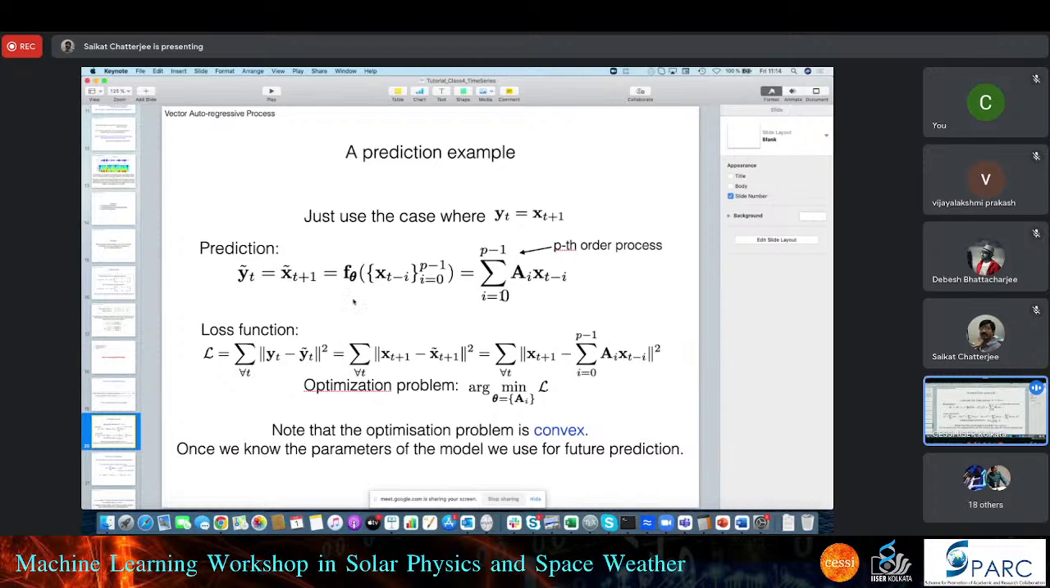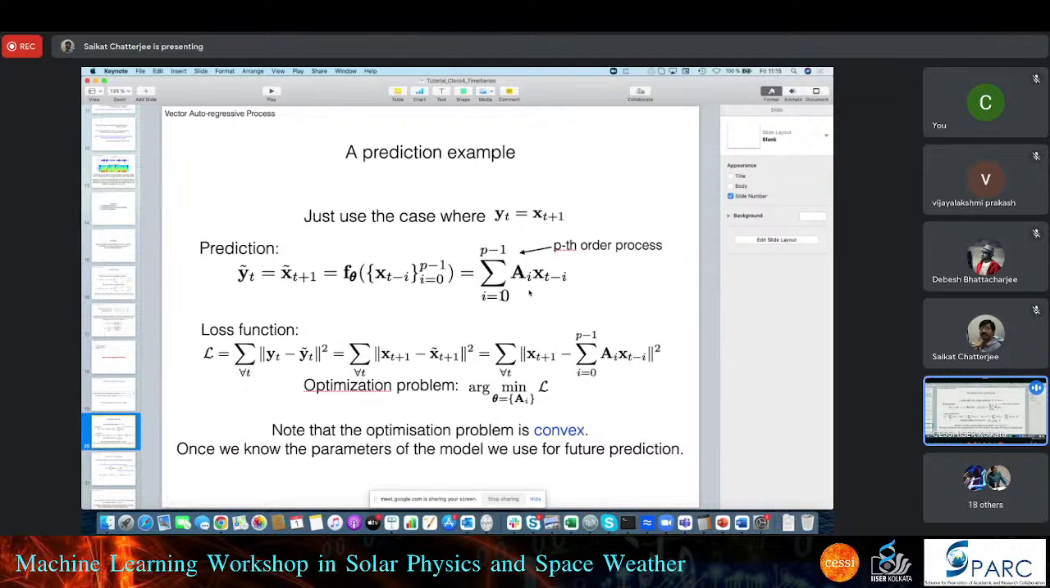In case of an autoregressive process, this is a linear function. That means I take all these x_{t-i}, multiply with a matrix A_i, and then sum over i equal to 0 to p minus 1. Is it clear? This is nothing but a linear combination of all these x_{t-i}. And as this is a linear combination, that's why I'm using a matrix A_i.